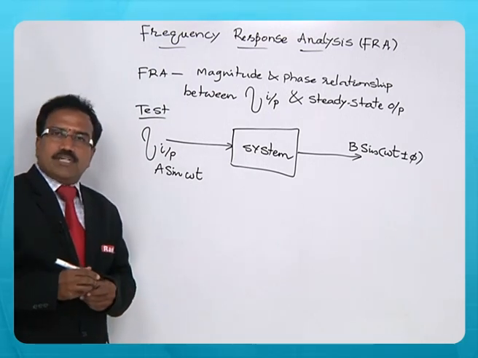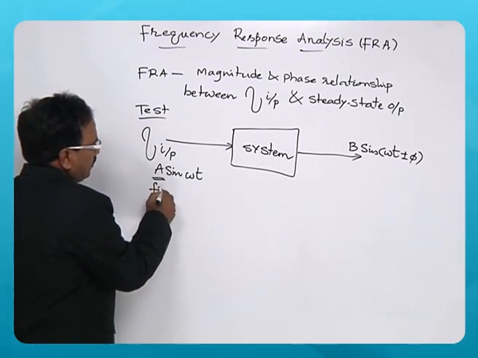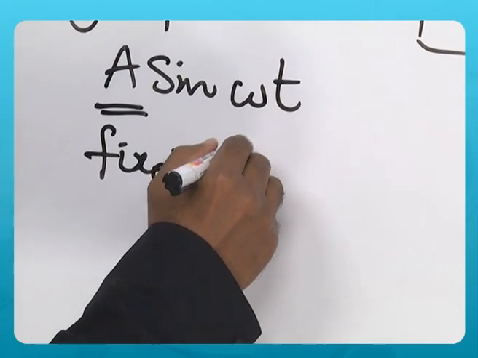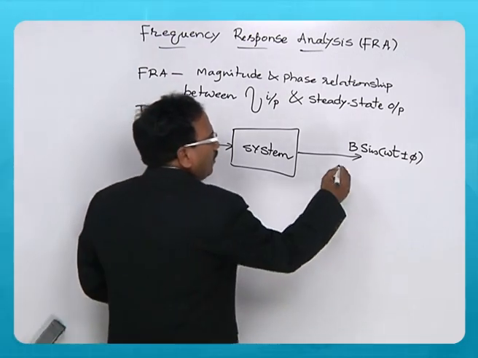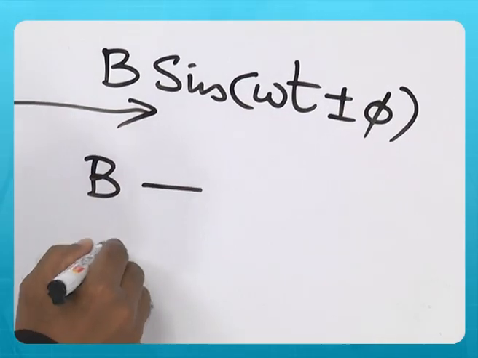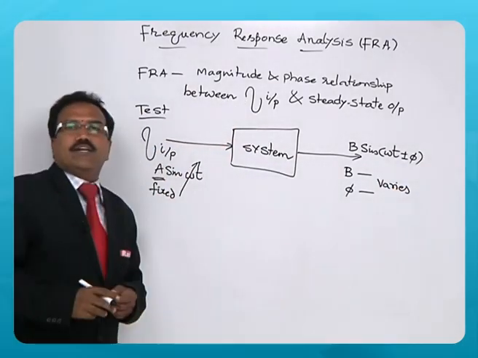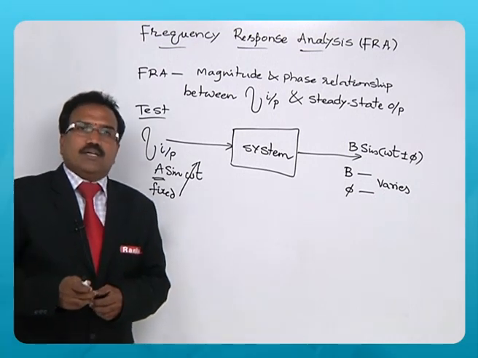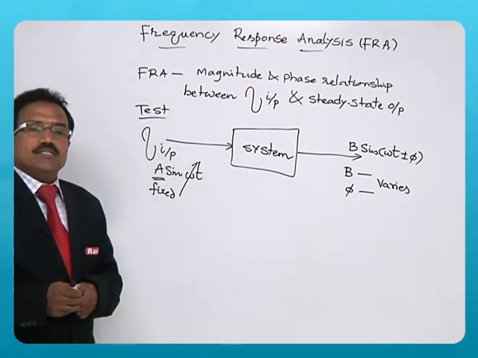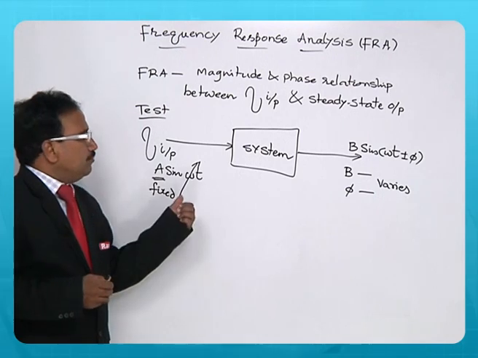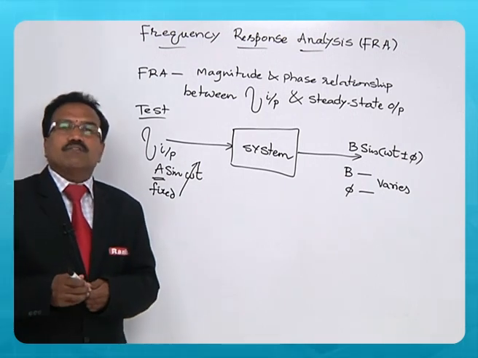So, the frequency response test is carried out by keeping the amplitude fixed and varying the omega frequency, and how the magnitude and how the phase angle varies is being studied. So, to know how the output magnitude as well as phase angle varies with the frequency of input, by keeping the amplitude fixed, is the method to carry out a frequency response test.